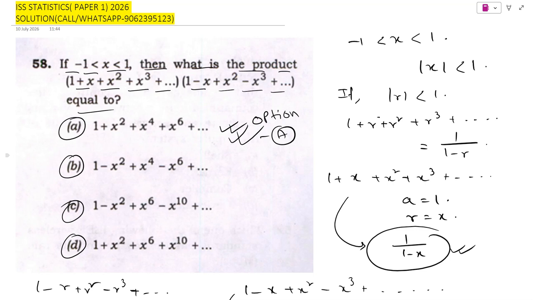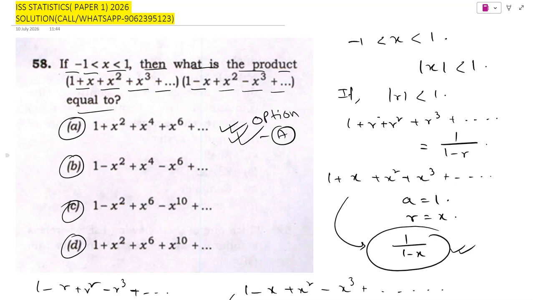Now notice something beautiful. Instead of multiplying two infinite series term by term, which would take several minutes, we converted each series into a compact algebraic fraction using the geometric series formula. Then we multiplied just two fractions. So this is the power of recognizing the patterns instead of doing the calculations. And competitive examinations reward the recognition, not the hard work alone.